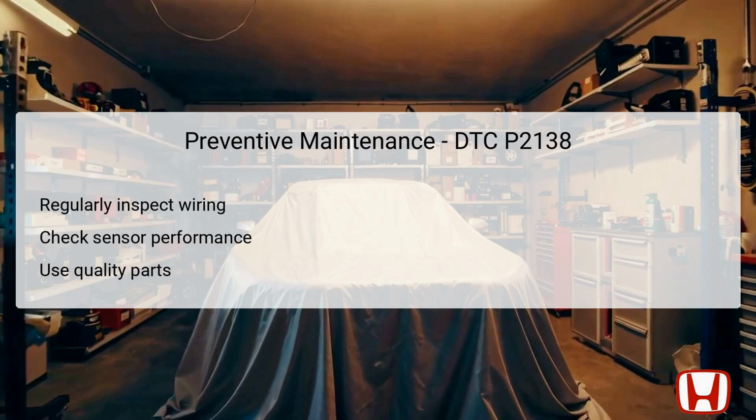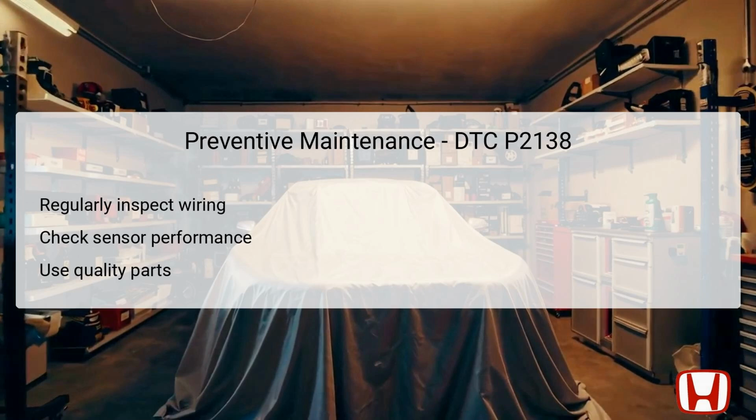Preventive maintenance is key in avoiding recurrence of issues like DTC P2138 related to the APP sensors and wiring. Regular inspections of the wiring associated with the APP sensor should be performed during routine service checks to identify any signs of wear, corrosion, or physical damage that could lead to faults. Additionally, monitoring the performance of the APP sensors helps ensure they are sending accurate signals to the PCM over time.